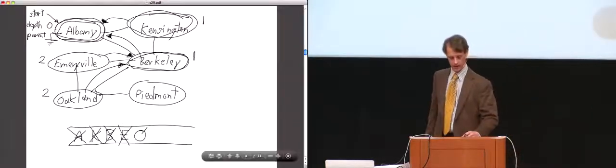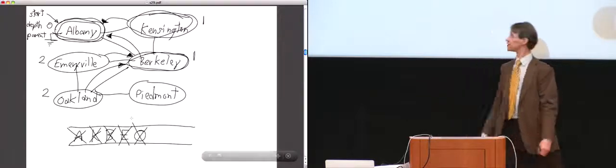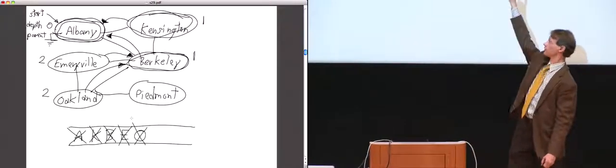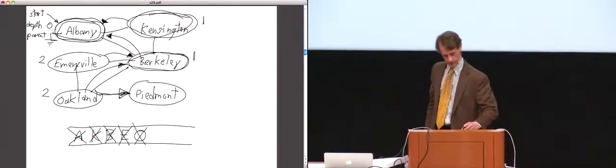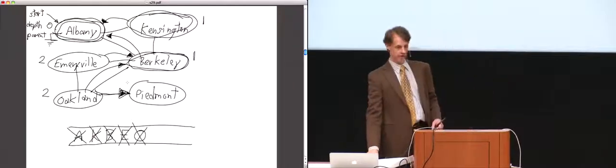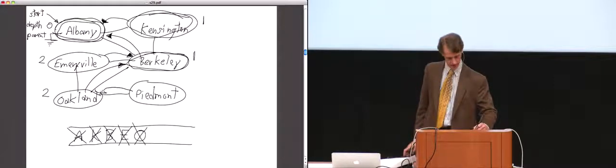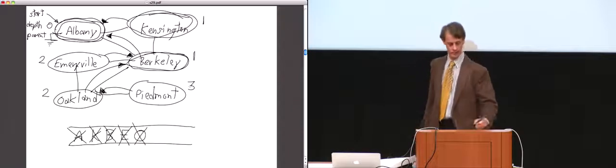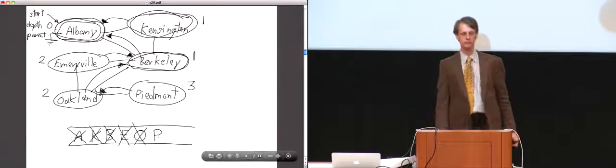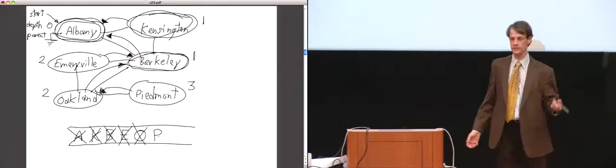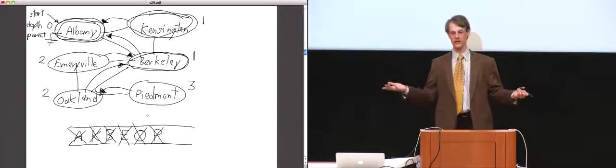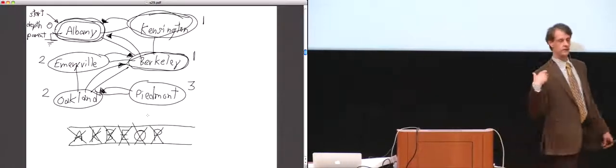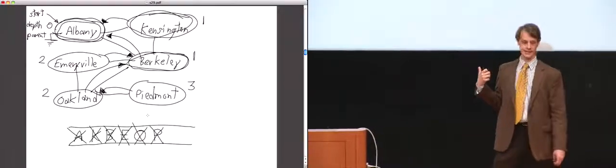We take another thing off the queue. We have Oakland, so we check Oakland's neighbors. Emeryville's been visited. Berkeley's been visited. Piedmont has not. So we follow the edge to Piedmont and go visit Piedmont. Piedmont's going to get a parent pointer that points back to Oakland and a depth of 3, Oakland's plus 1. We put Piedmont on the queue. We're done with Oakland. We take Piedmont off the queue, check its neighbor, which has already been visited, so we don't do anything. Now the queue is empty. Breadth first search is done.